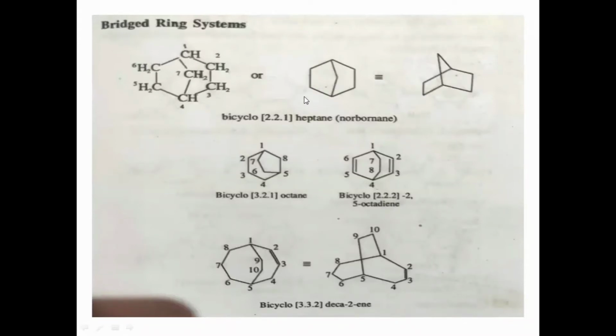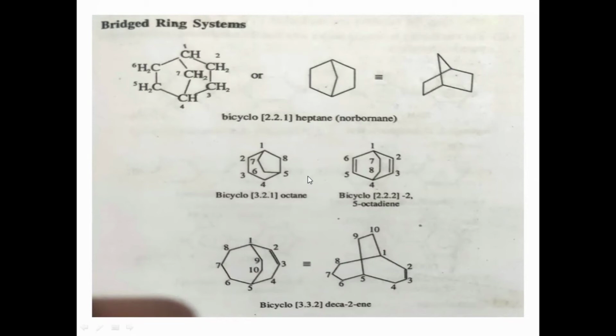So we will write first bicyclo, then square bracket. Carbon 1 and 2, so there are 2 carbons. We will not count these bridgehead carbons while writing in the bracket. So 2, 2, and 1 for this bridging carbon atom, that is this one. So we will write the name as bicyclo square bracket 2.2.1 for bridged ring systems.